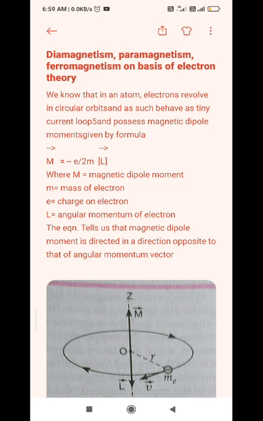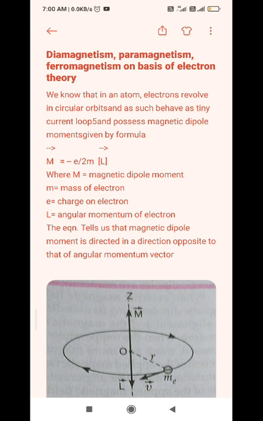Diamagnetism on the basis of electron theory. We know that in an atom, electrons revolve in a circular orbit and as such behave as tiny current loops. And current loops possess magnetic dipole moment, which is given by m is equal to minus e by 2m L, where m is magnetic moment, m is mass of electron, e is the charge on the electron, and L is the angular momentum, which we know is equal to mvr, where v is the orbital velocity.